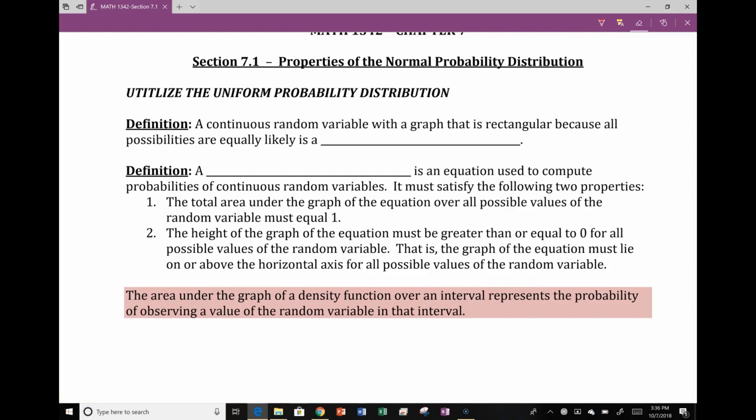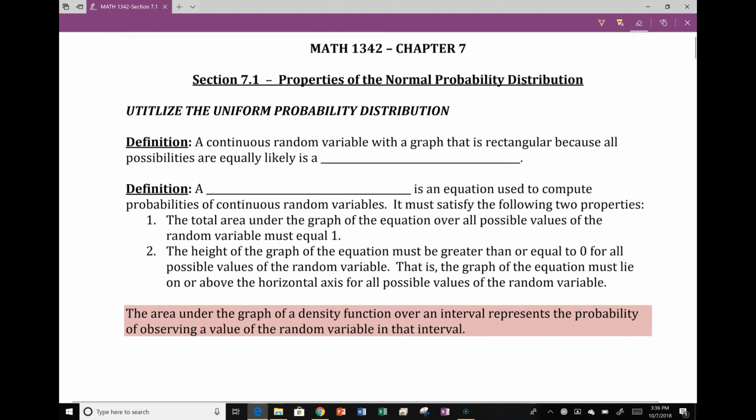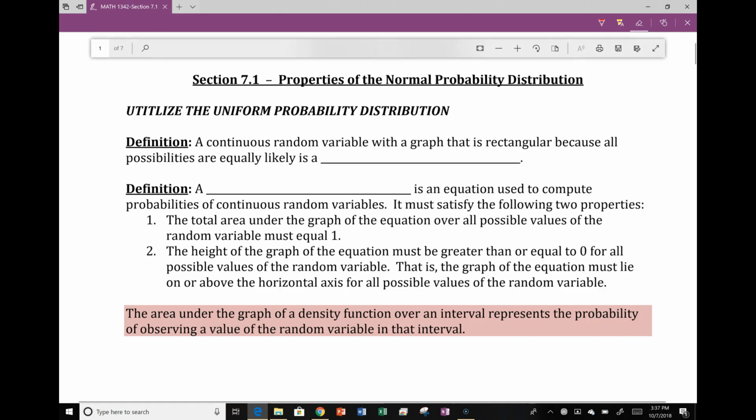In this video, we're going to begin discussing what happens when we have continuous random variables. We've already discussed discrete random variables. Now we're going to be discussing continuous random variables. When we talk about continuous random variables, if they are all equally likely to happen, those are called the uniform probability distribution.